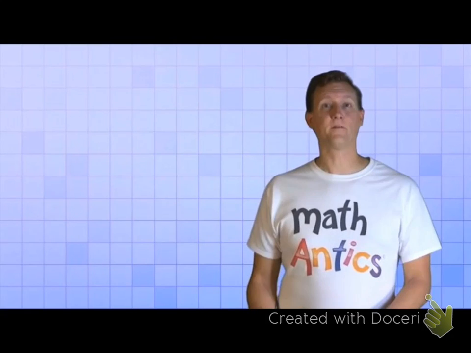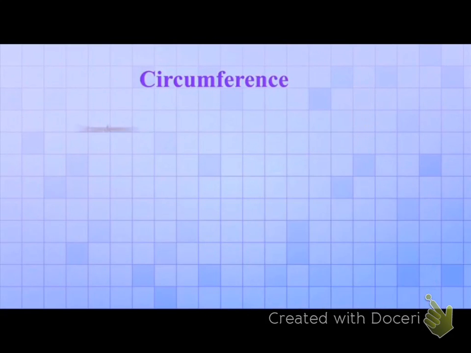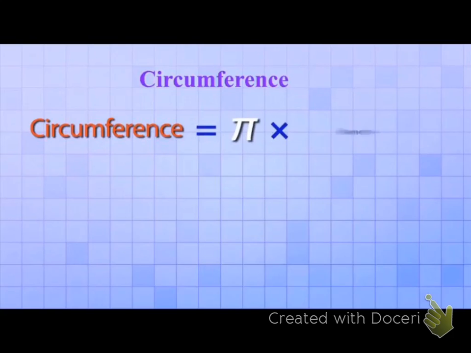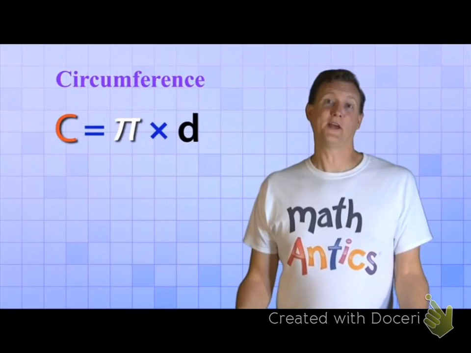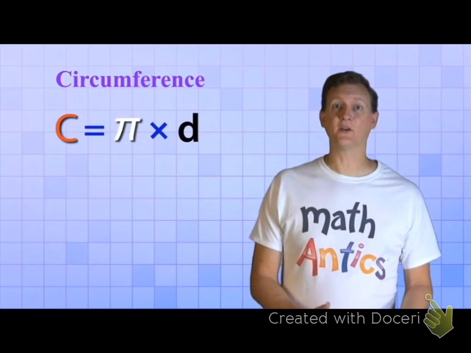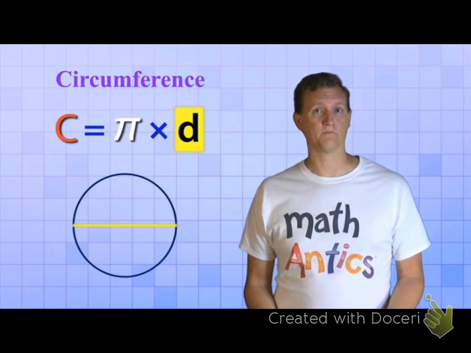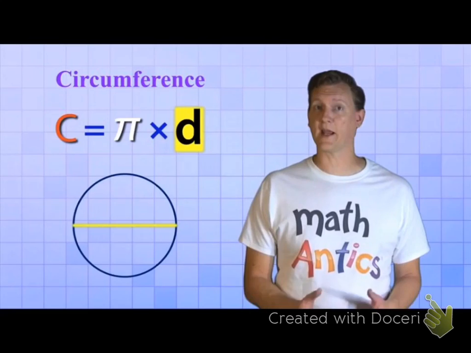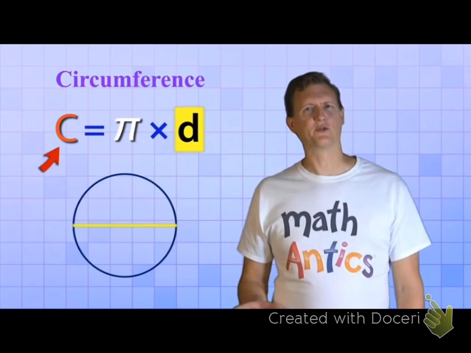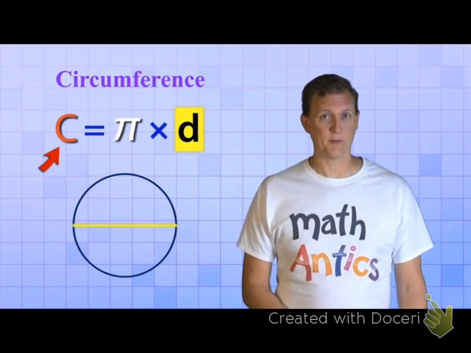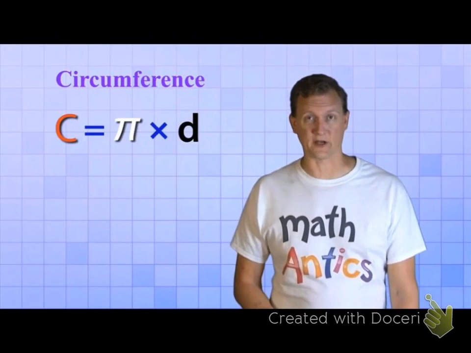The formula for finding the circumference is circumference equals pi times diameter. And just like most formulas, we use abbreviations: C for circumference and D for diameter. So that's a pretty simple formula. It tells us that if we know the diameter of a circle, all we have to do is multiply that diameter times the number pi, and we'll get the circumference. And we'll try that formula out in a few minutes. But first, let's see the formula for area.